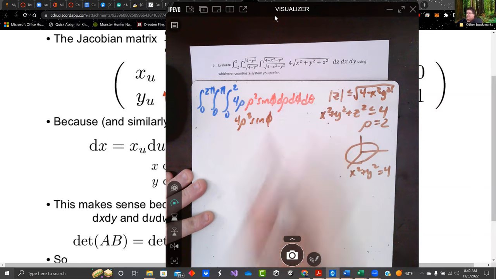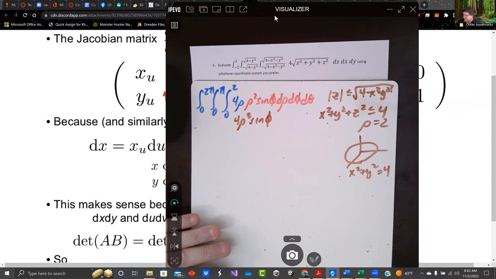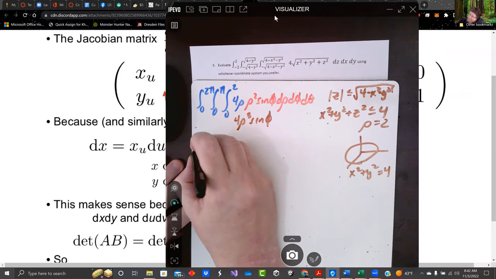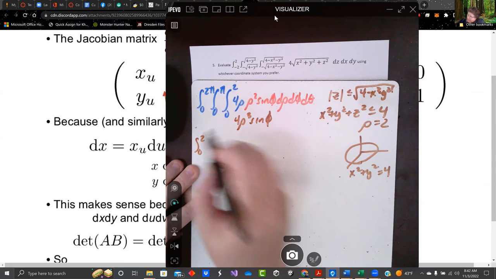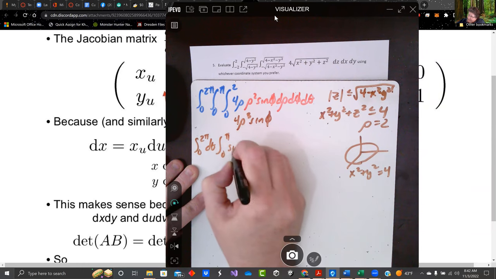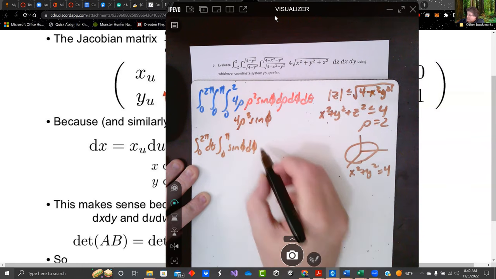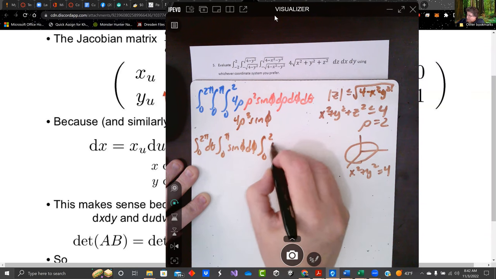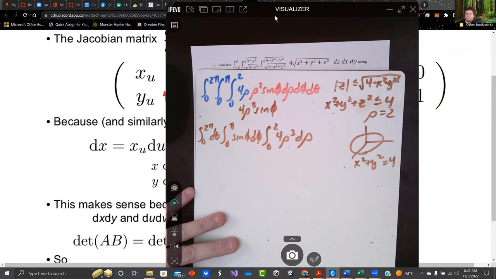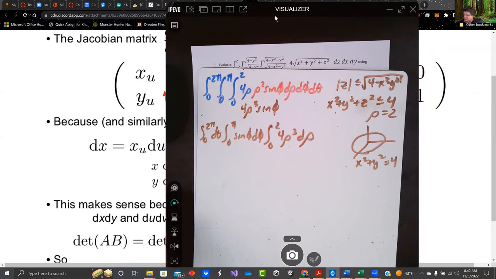This is also separable. So if I separate it, 0 to 2 pi of d theta, 0 to pi of sine phi d phi, and 0 to 2 of 4 rho cubed d rho. So, like this? You don't have to separate it, but it's more work if you don't.